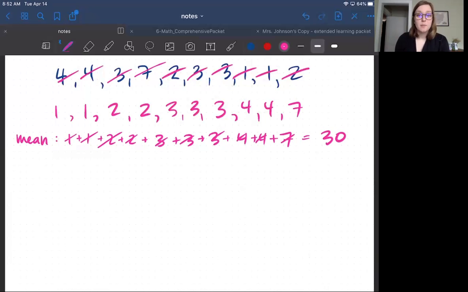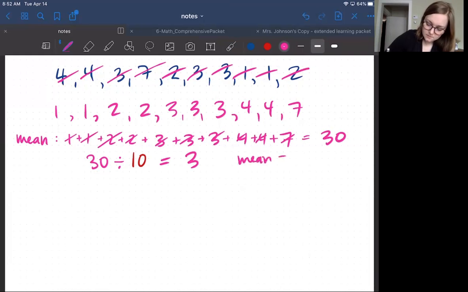Now, after I add them all up, the second step to finding the mean is I need to divide that sum by how many numbers there are in my data set. So I see that I have 1, 2, 3, 4, 5, 6, 7, 8, 9, 10 numbers in my original data set. I don't care about how big or small they are. I want to know literally how many numbers there are. I'm going to divide that 30 by how many there are. 30 divided by 10, we should all know, is 3. So in this case, my mean is 3.